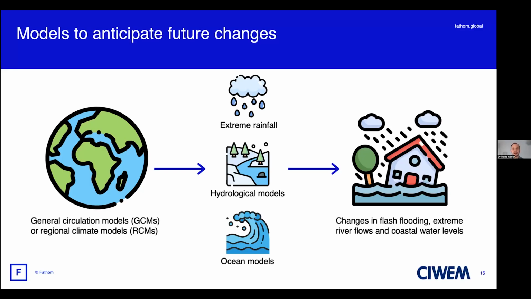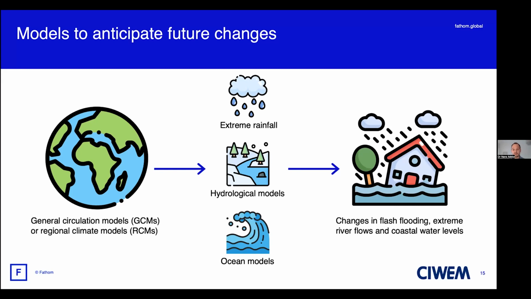So typically, the most common approach is to use models to anticipate these future changes. And it's not a single model, it's a chain of models, and often an ensemble of models is used to capture the uncertainty in the changes. Typically, the first model in the chain would be a global model or regional model that will simulate the climate. The global model has a full spatial coverage, and the regional model will have a coverage of a smaller domain at higher spatial resolution.